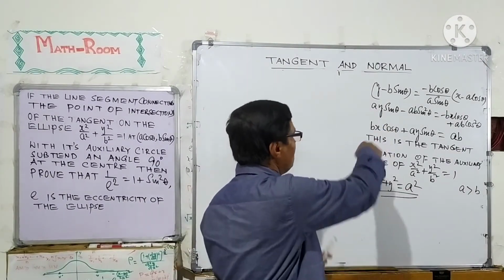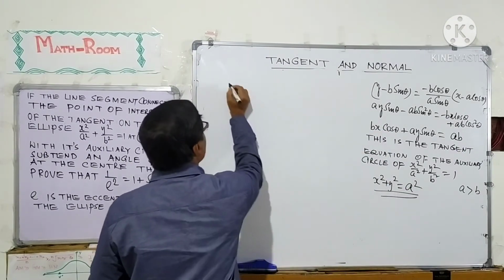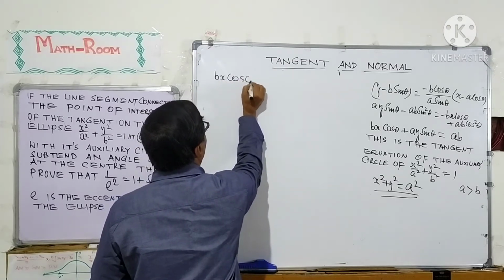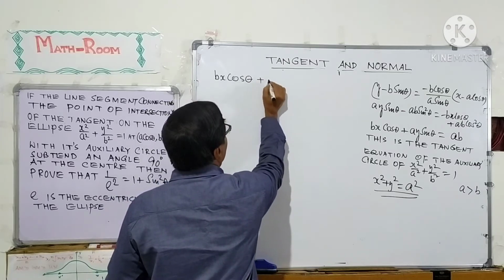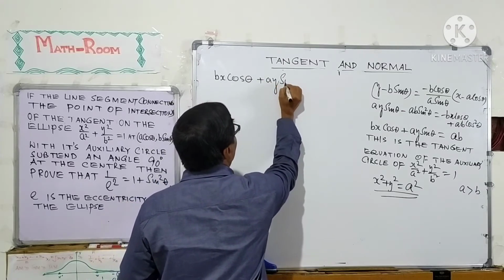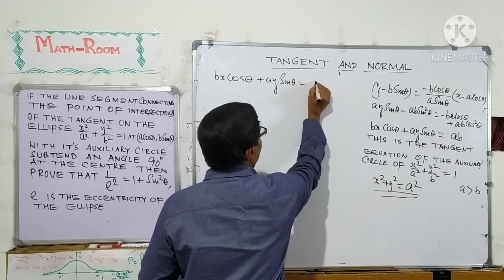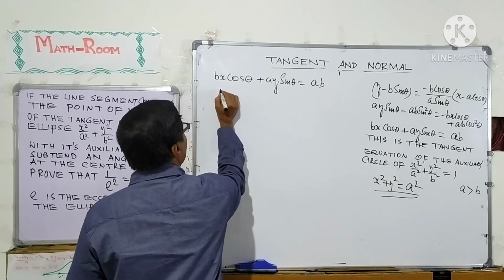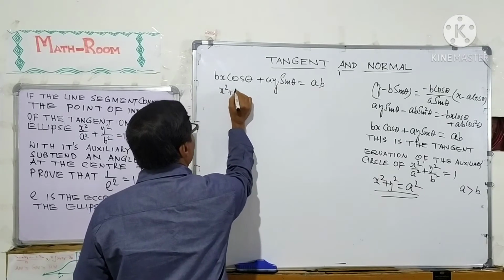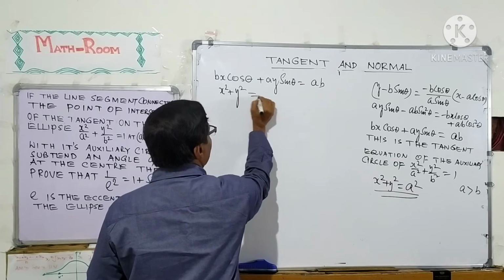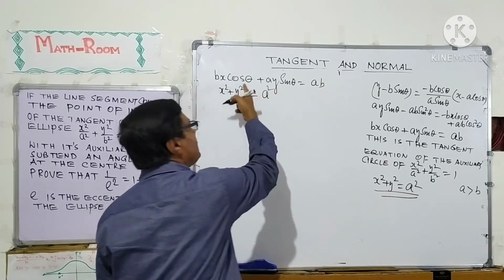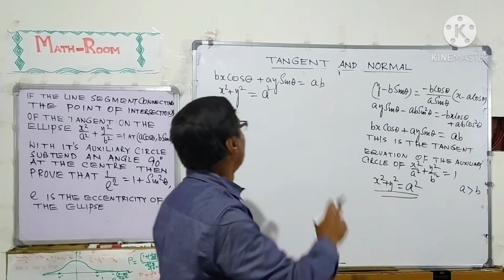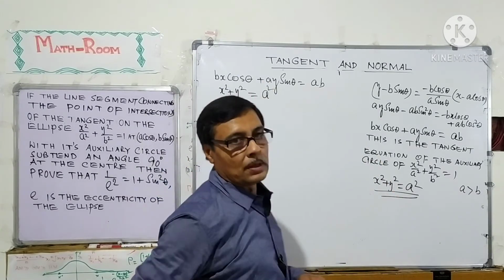The equation of the tangent is b x cos theta plus a y sin theta equals a b, and the equation of the auxiliary circle is x square plus y square equals a square. This is the equation of the tangent to the ellipse x square over a square plus y square over b square equals 1, and this is the auxiliary circle of the same ellipse.